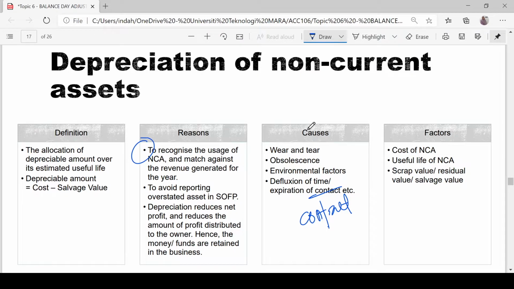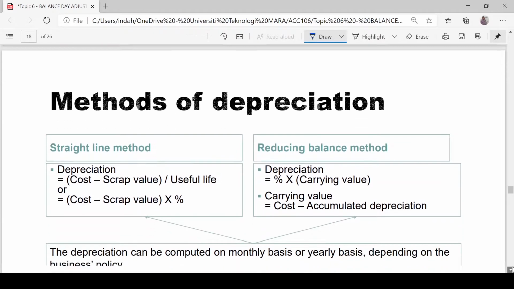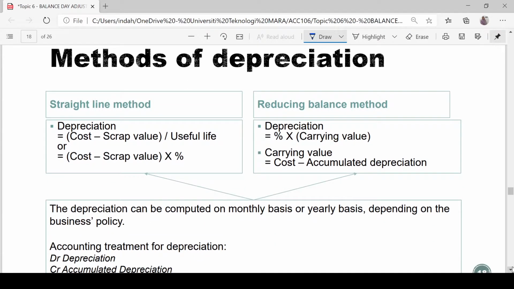Okay, so how do we want to provide this amount of depreciation in the statement of profit or loss, and then add it to the accumulated depreciation in the statement of financial position. There are two methods to calculate depreciation. The first method is called the straight line method, and the other one is the reducing balance method. There are many other methods of depreciation, but for ACC 106, we limit to these two methods only: straight line method and reducing balance method.